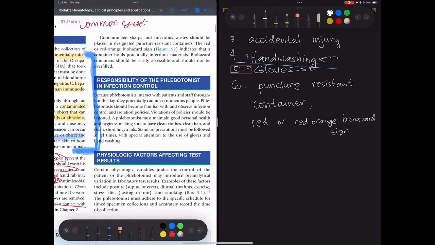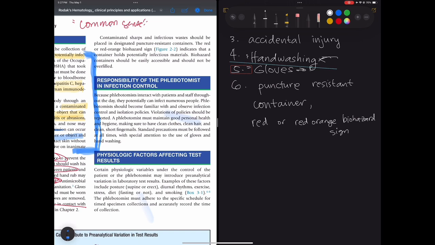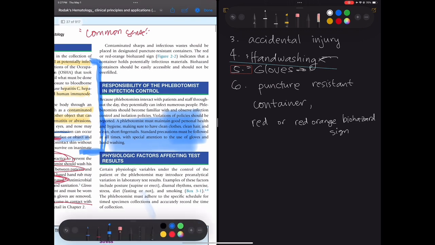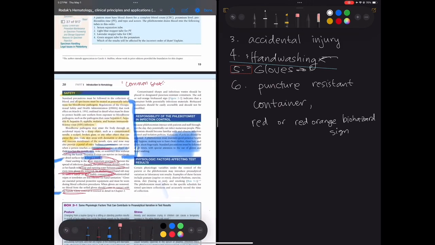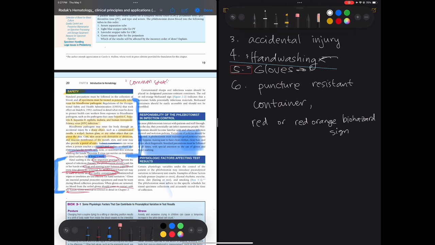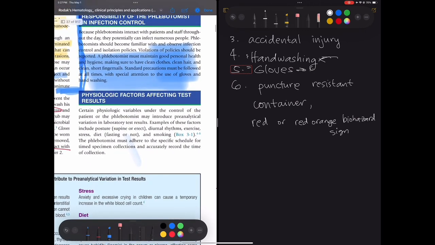Very important. And a phlebotomist must maintain good personal health, cleanliness, and pay special attention to use of gloves and hand washing. Okay, so that is for the first part of this introduction.